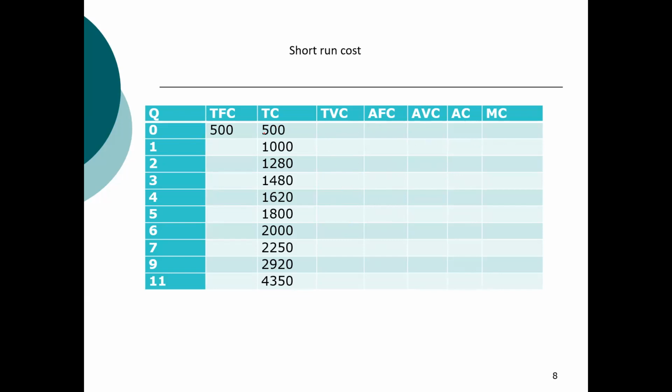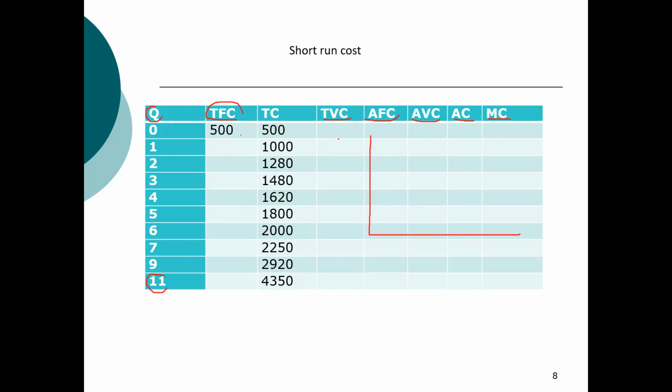For this exercise, first, the figures given: the quantity here, 0 to 11. Then the total fixed cost is given, 500, and the total cost is given. What you have to do is fill in this table: total variable cost, VC, average fixed cost, average variable cost, average cost and marginal cost. After completing this table, draw this graph.